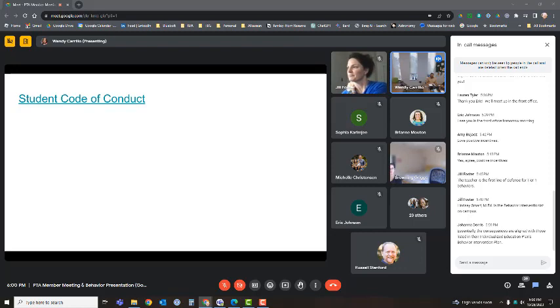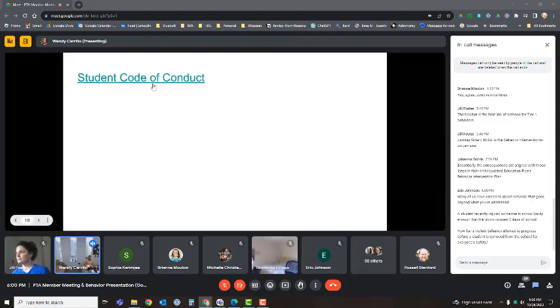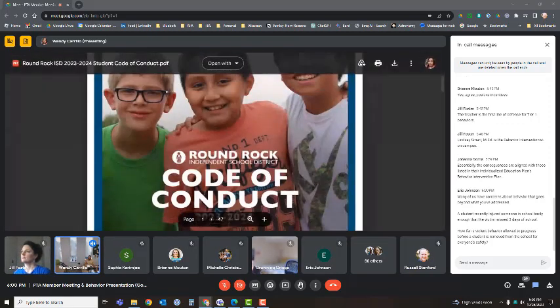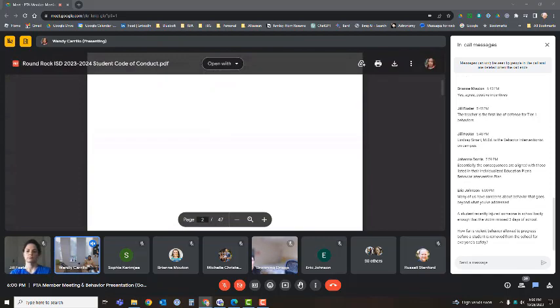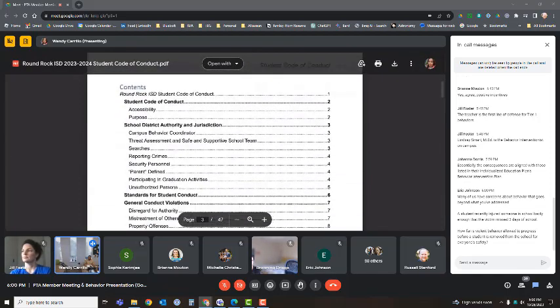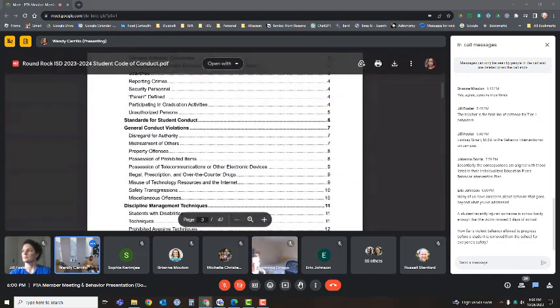So with all of that, we align our processes and procedures with the district student code of conduct, which is also available on the district website. You can simply search for it there and see more information as it relates to this. It's available for all persons on the district website.